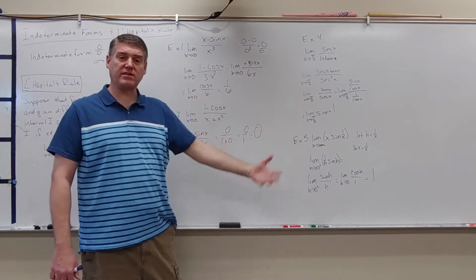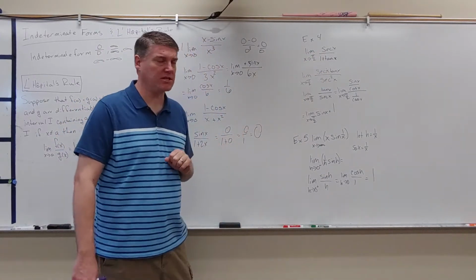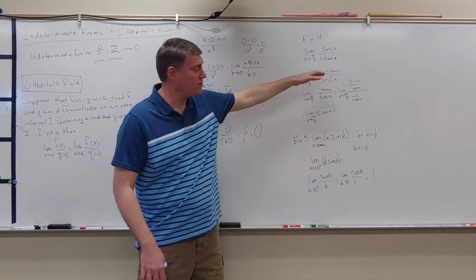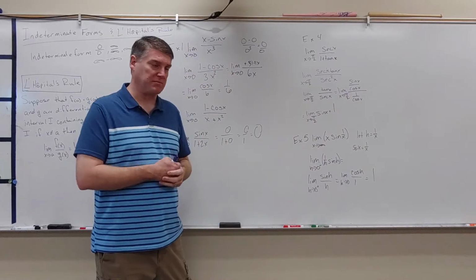So what I'm going to do is take the derivative. I take the derivative of secant, and I get secant tangent. I take the derivative of 1 plus tangent. The derivative of 1 is 0, and the derivative of tangent is secant squared. And now I need to do a little simplifying.